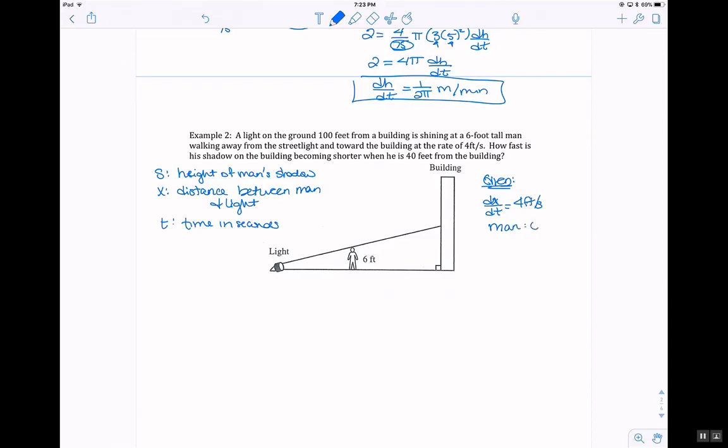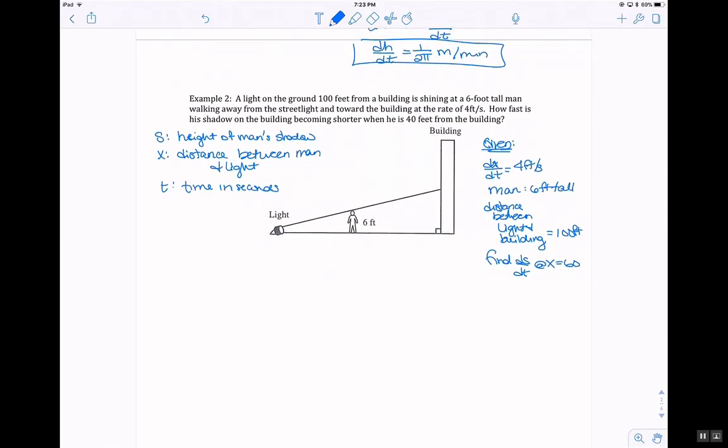The man is 6 feet tall. The distance between the light and building is equal to 100 feet. And I want to find ds dt at x is equal to 60.